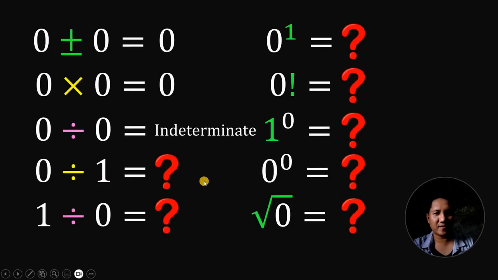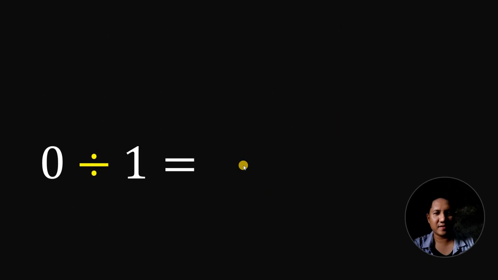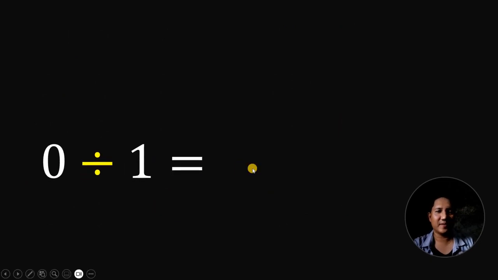How about the fourth question? What is 0 divided by 1? Now 0 divided by any number is simply equal to, you're correct, this is 0. This is not a tricky one, so let's move on.